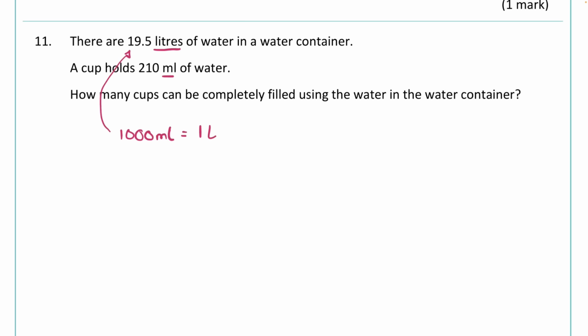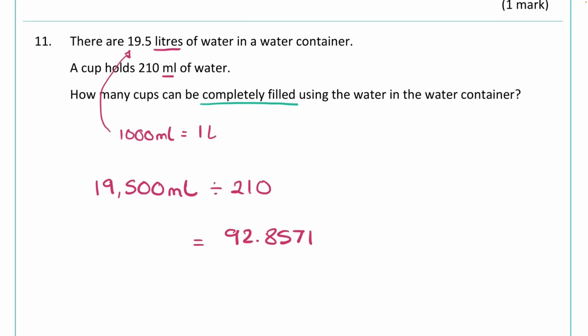So on my calculator, 19.5 times 1,000 is equal to 19,500 millilitres. It says each cup holds 210, but we want to know how many can be completely filled. So not partially filled, but completely filled. So if we divide our total by the 210 that goes into each cup, we'll get an answer. That answer comes out as 92.857142.